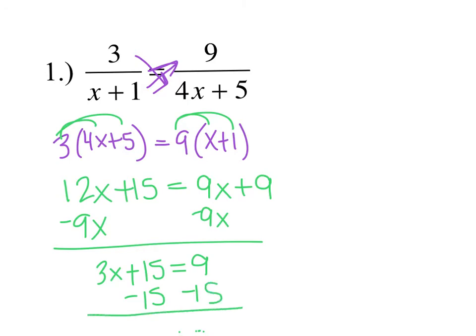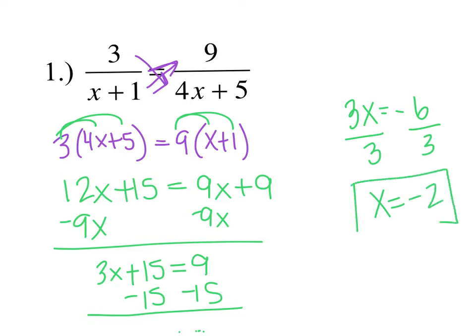Subtract 15 and you get 3x equals 9 minus 15, which is negative 6, and you guys know the last step is to divide by 3. So x equals negative 2.